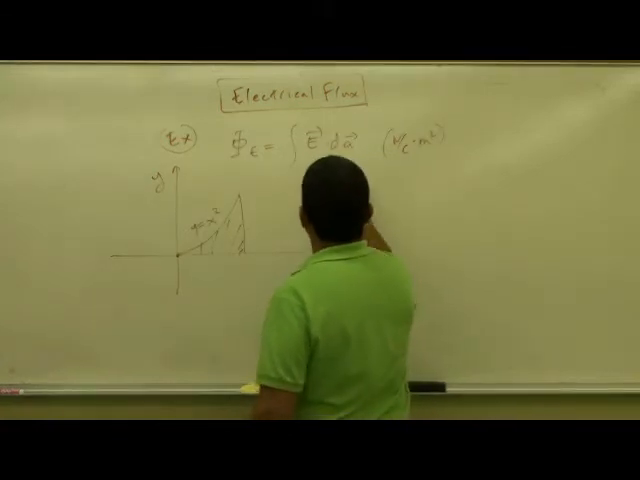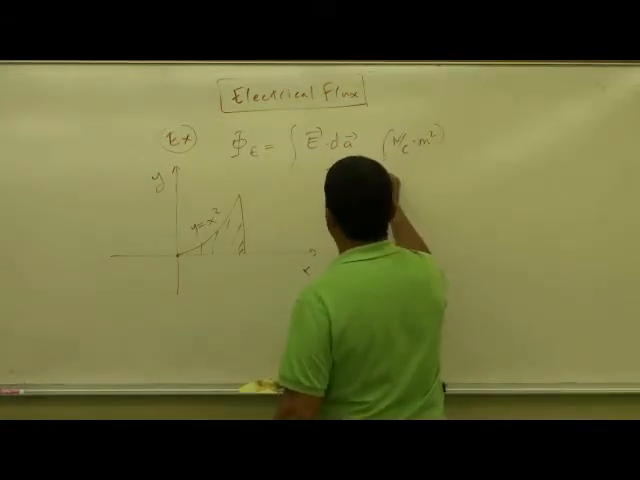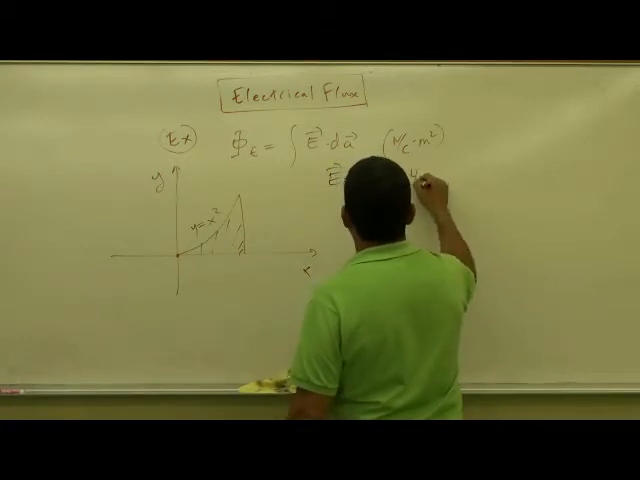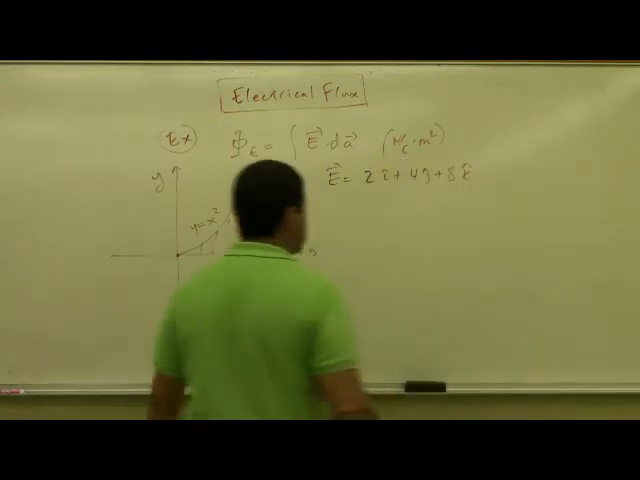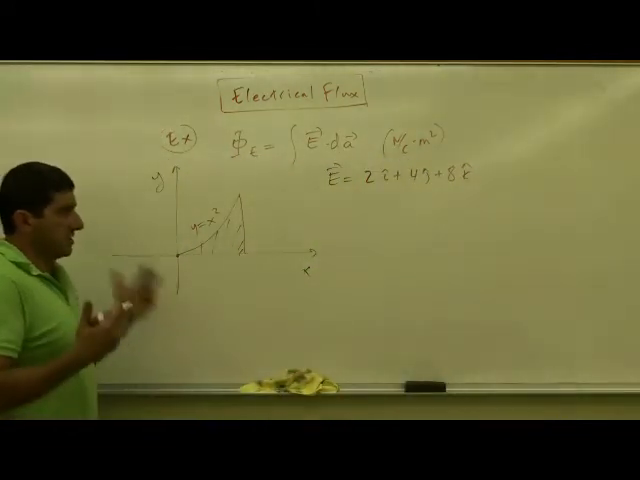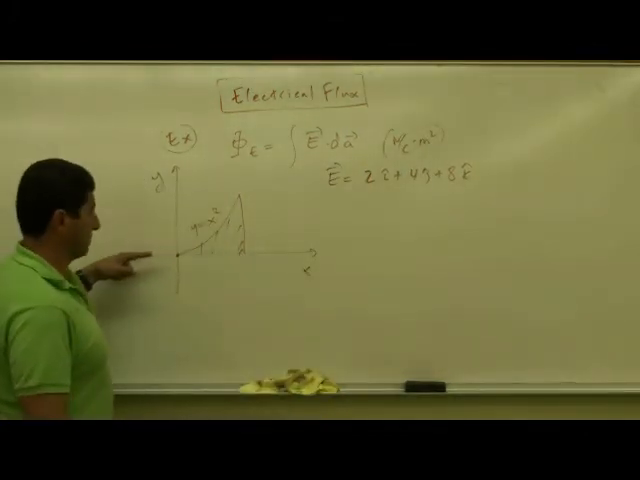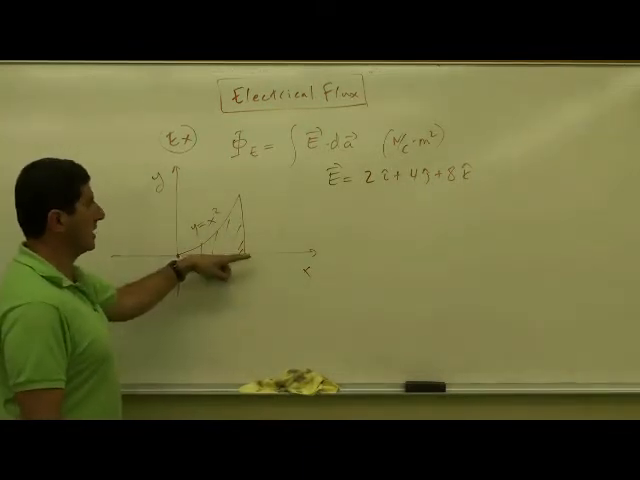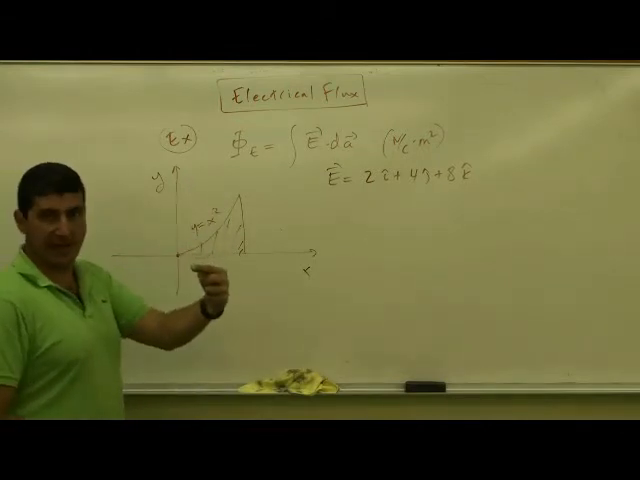Let's say the electrical field is some vector like this: 2 i hat plus 4 j hat plus 8 k hat. So what does that mean? In this case, the electrical field is a constant vector. It has a component to the right, up and out. To the right is 2, up is 4, out is 8.